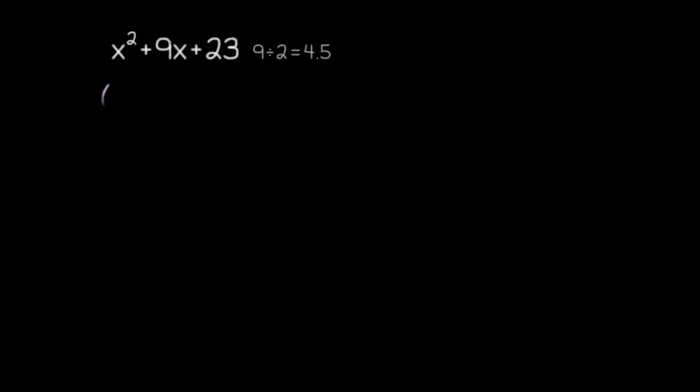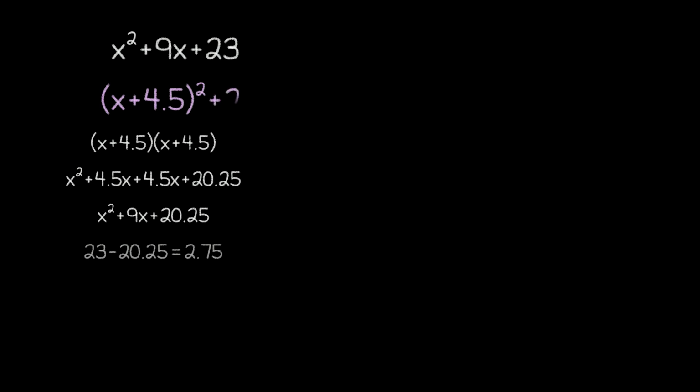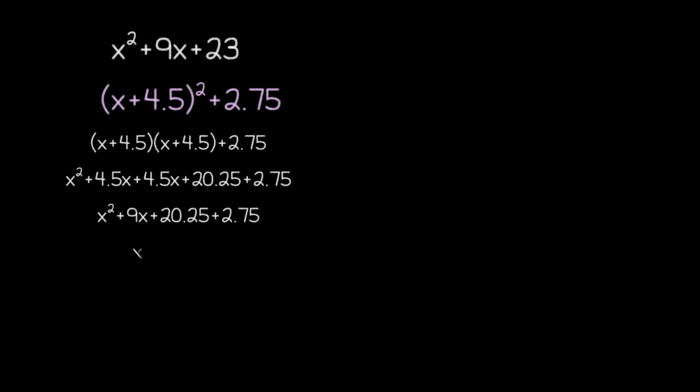This gets us x plus 4.5 squared, which simplifies to x squared plus 4.5x plus 4.5x plus 20.25. And that simplifies to x squared plus 9x plus 20.25. At this point, we take 23 and subtract 20.25 to see that we need to add 2.75 to fix the constant term. And with that, we've completed our problem.